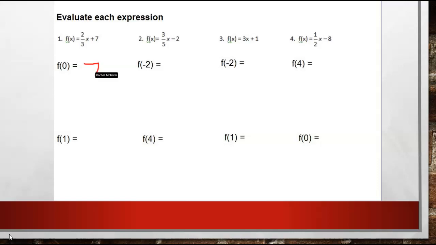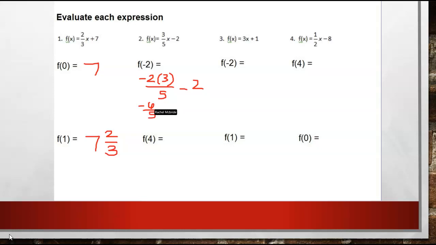Here, f of 0 is 7. Down here, f of 1 was 7 2/3. F of negative 2 gave you negative 2 times 3 all over 5 minus 2. So it was negative 6/5.